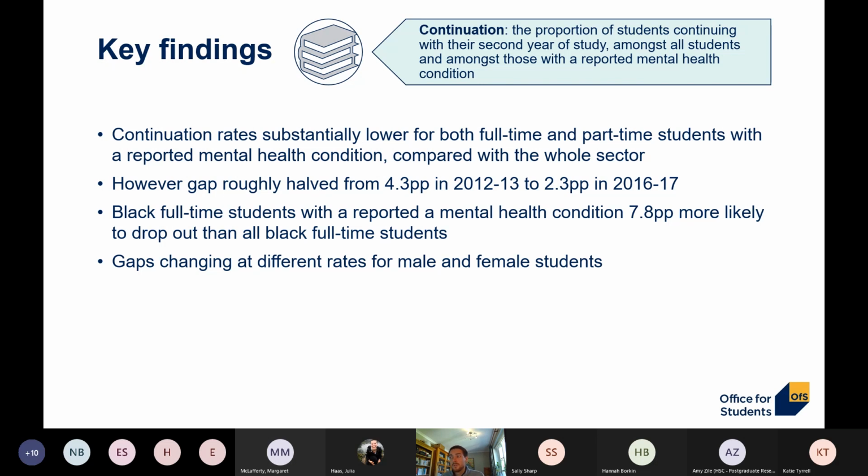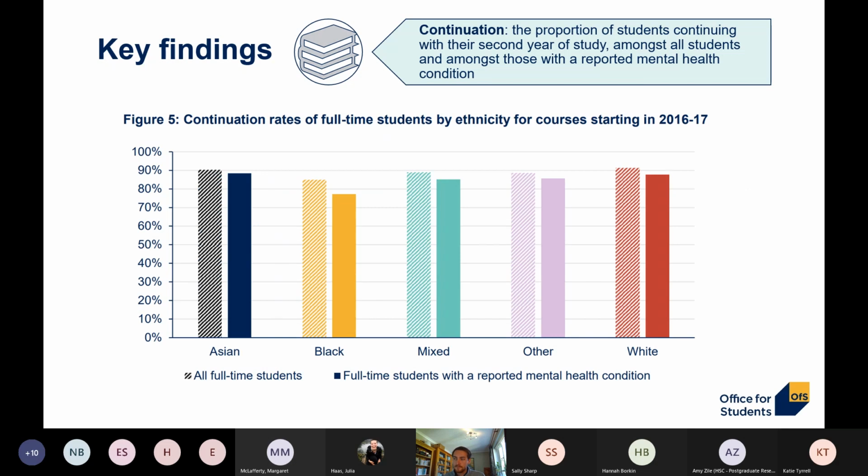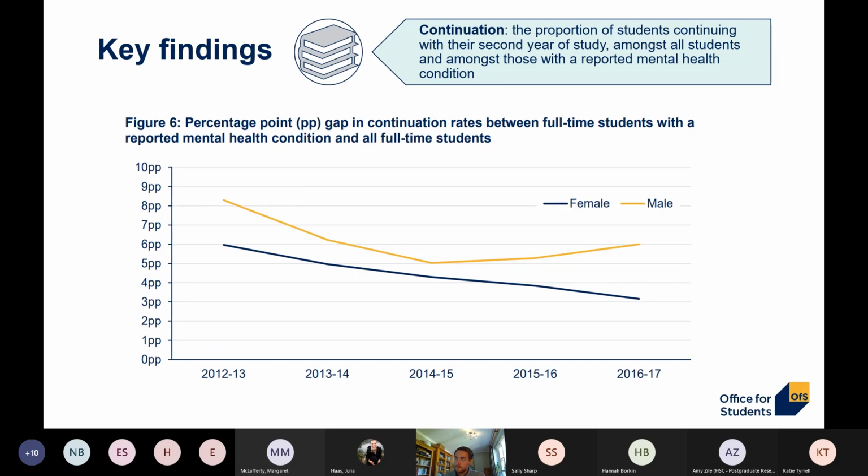We found that Black full-time students with a reported mental health condition were roughly 8 percentage points more likely to drop out than all Black full-time students, which is a very substantial gap. And we found that the gaps were changing at different rates for male and female students. So here, this is the chart for ethnicity, and you can see the yellow bar showing that the gap for Black full-time students is the largest of any group. But in all cases, for all ethnicity groups, students with a reported mental health condition were more likely to drop out when compared to the whole sector.